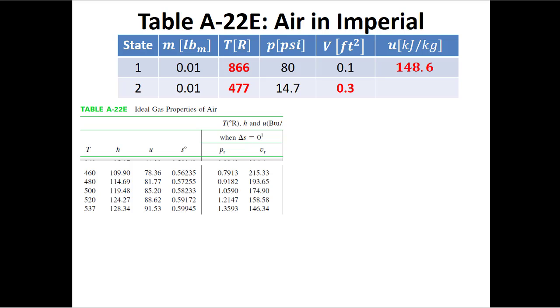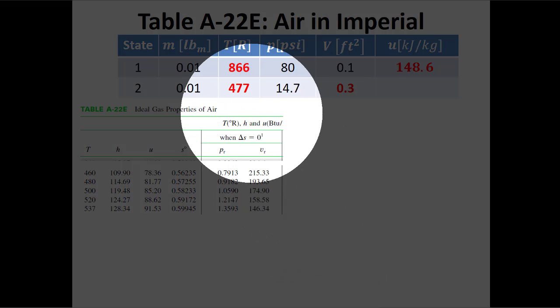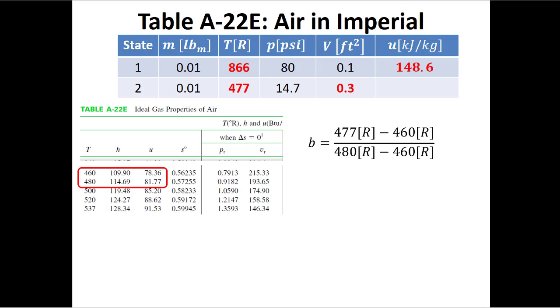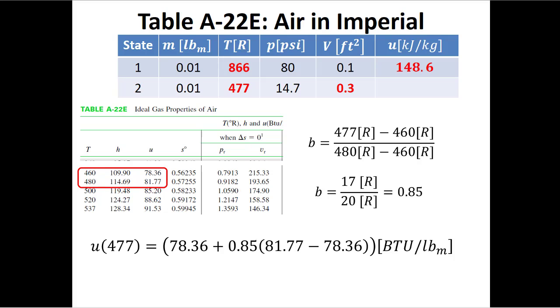Now I want to find the specific internal energy of state 2. I'm going to do the same process, but now my temperature is 477 degrees. So I look here, 477 is between 460 and 480. I'm going to use a different interpolation factor, B, and that interpolation factor is 17 over 20, or 0.85. I put that into my expression for the specific internal energy as I'm interpolating with this factor B, and I find that U2 at 477 degrees is 82.37.